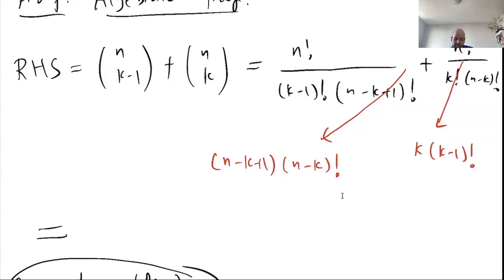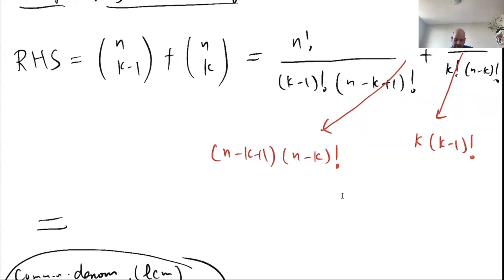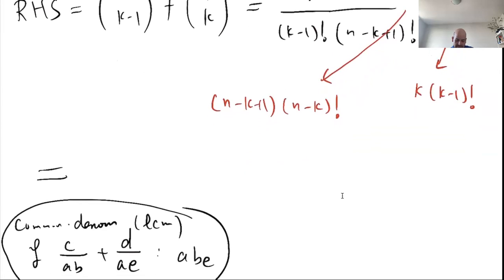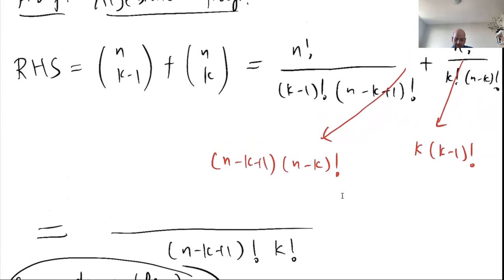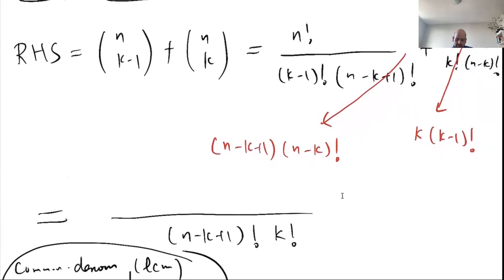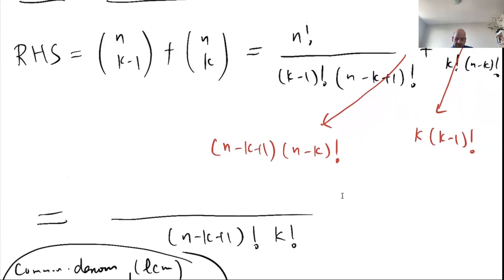These two denominators are (n minus k plus 1) factorial, right? (n minus k plus 1) factorial times k factorial, right? Because k factorial, we could write as k times (k minus 1) factorial, and we have (k minus 1) factorial in the first denominator. And (n minus k plus 1) factorial, we could write as (n minus k) factorial times (n minus k plus 1), and (n minus k) factorial, we have in the second denominator. So the common denominator, or the least common multiple, is (n minus k plus 1) factorial times k factorial.